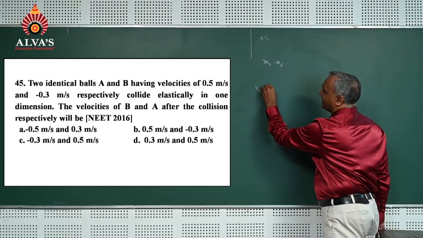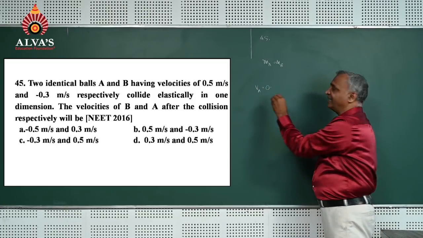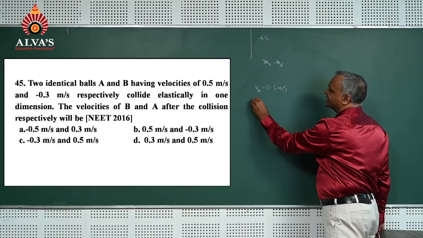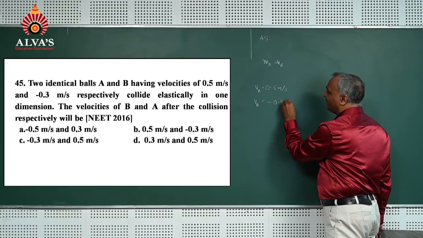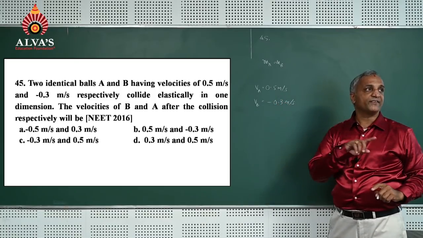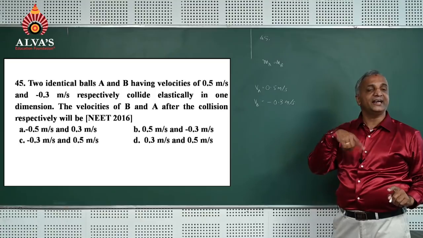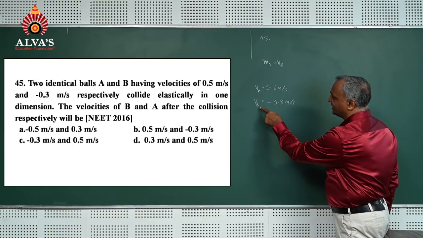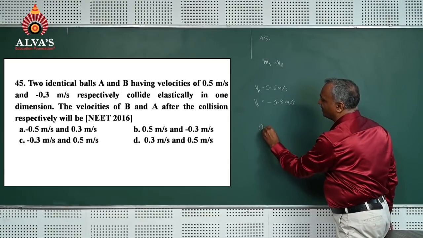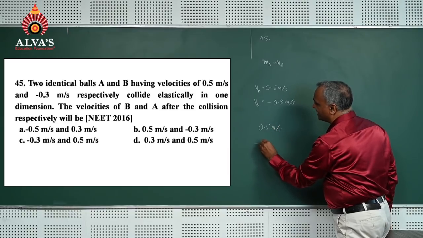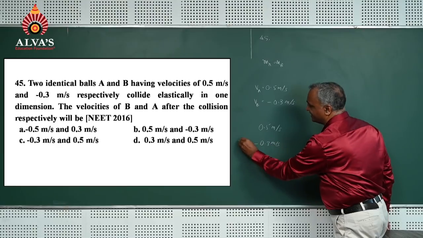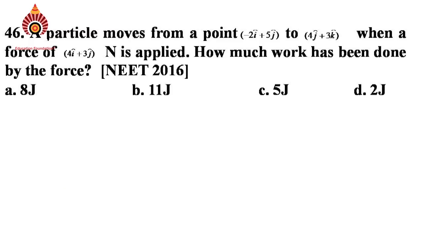Initially, velocity of A is 0.5 meter per second and velocity of B initially it is minus 0.3 meter per second. I want to find out velocities of B and A after collision. So velocity of B becomes 0.5 meter per second and velocity of A becomes minus 0.3 meter per second. This is the velocity of A and this is the velocity of B after collision. So I'll go for option B.